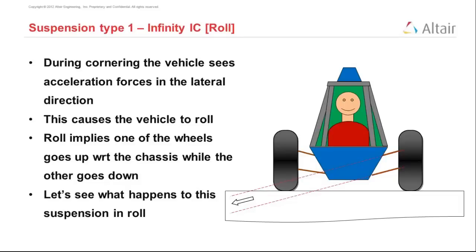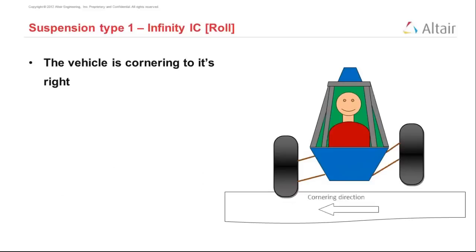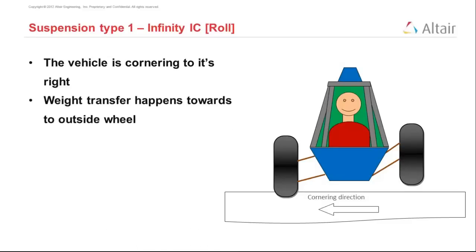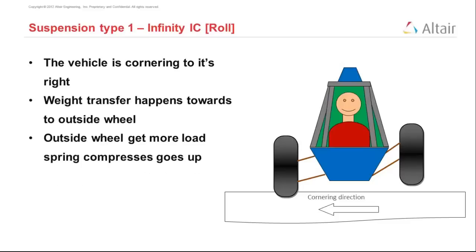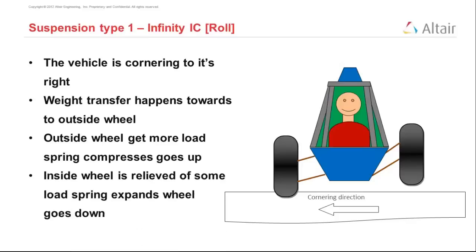Let's see what happens when I roll. When a roll happens, one tire goes down, the other tire goes up. You can clearly see the cornering direction here, and the weight transfer has happened towards the outside of the wheel, so it is loaded more. The springs get compressed more there because of the extra load, and that wheel goes up. While there is lesser load on the inner wheel, the springs extend and that wheel goes down. But this is not what really happens, because the tire does not go below the road or above the road.